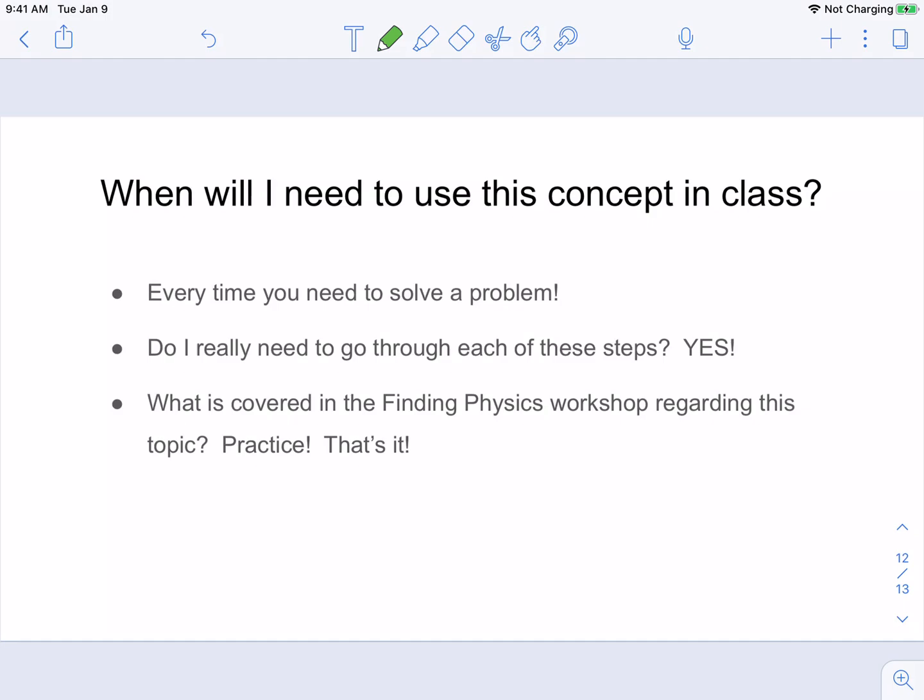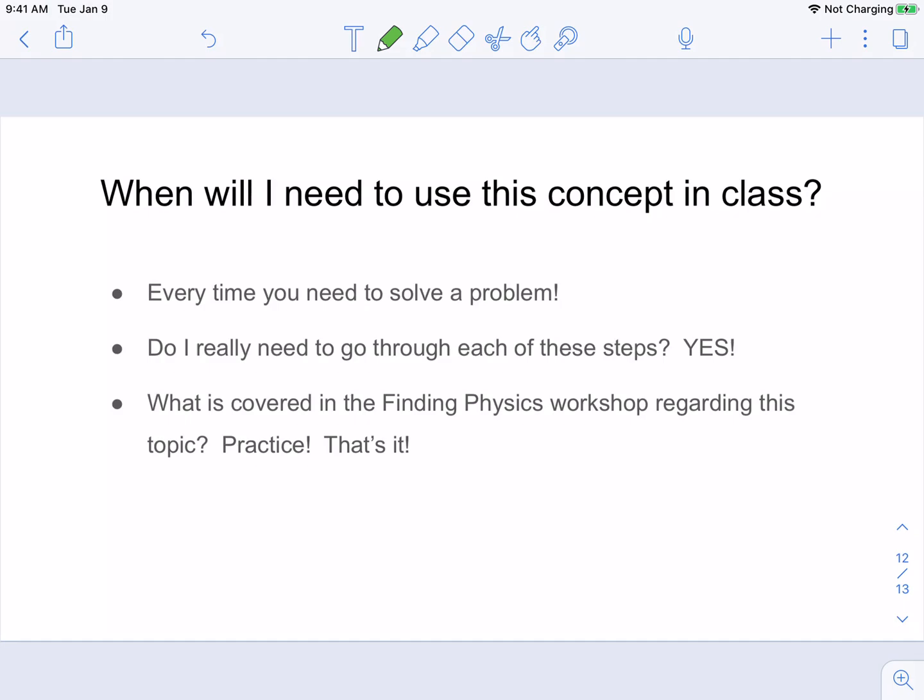If you were to take a Finding Physics workshop on problem solving method, all I'm doing is practice, problem after problem, talking through those different steps and showing you, look, here we go. Step 1, step 2, step 3. And in the end, after doing it so many times, you don't even see it as steps. You're just used to it. It's part of your routine. But that's what we need to do to get you familiar.